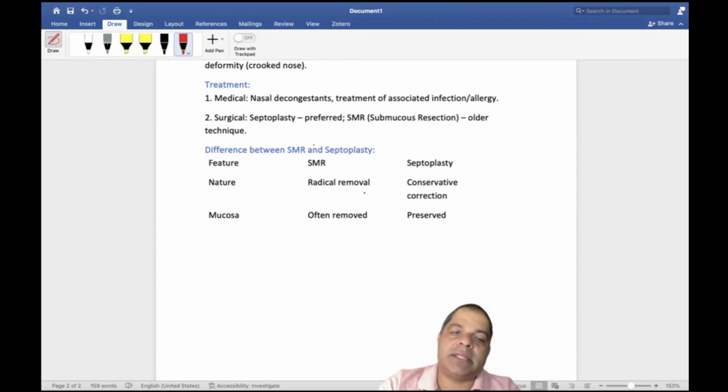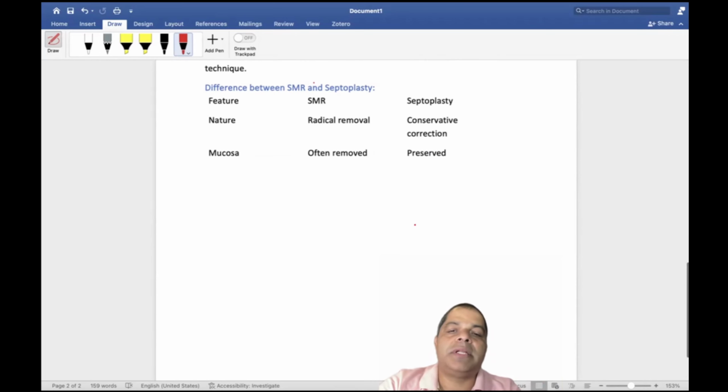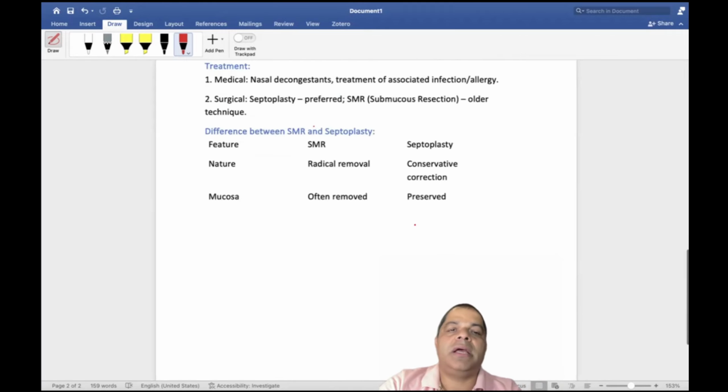If you know the technique, that's good. Mucosa, sometimes removed, sometimes preserved. Most of the time in septoplasty we preserve it. In radical removal there is a technique, and you have to explain some technical detail there. I'll put it in the next video.